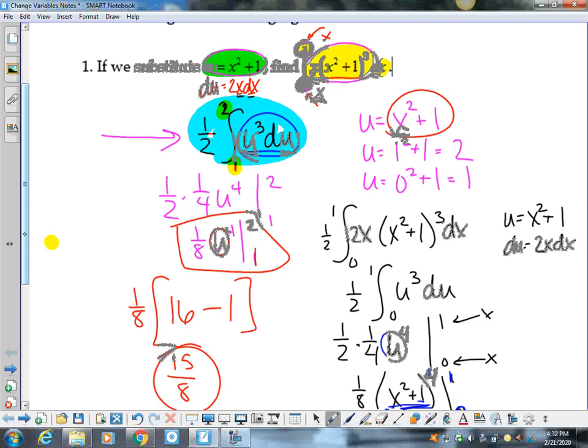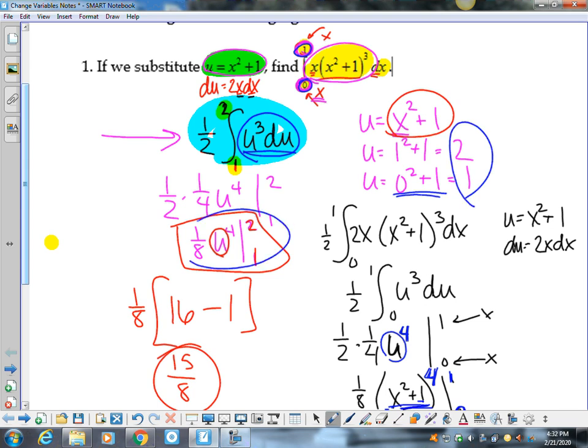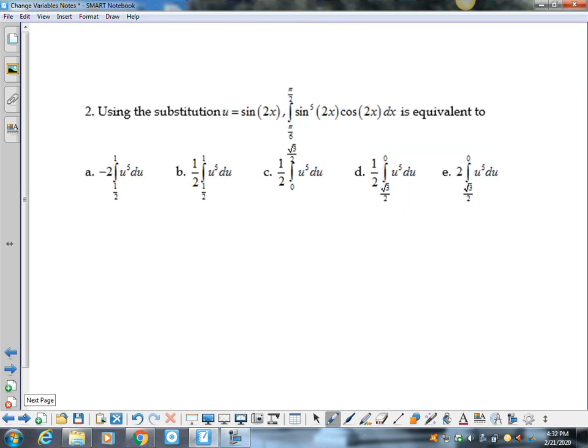So what this section is going to challenge you on is, once you do your u sub, take your lower and your upper, translate them from x's to u's, and then when you integrate, you don't ever have to put what u is back in for u, because you've adjusted your bounds to be u's. Okay, that's a lot. Let's try another one.